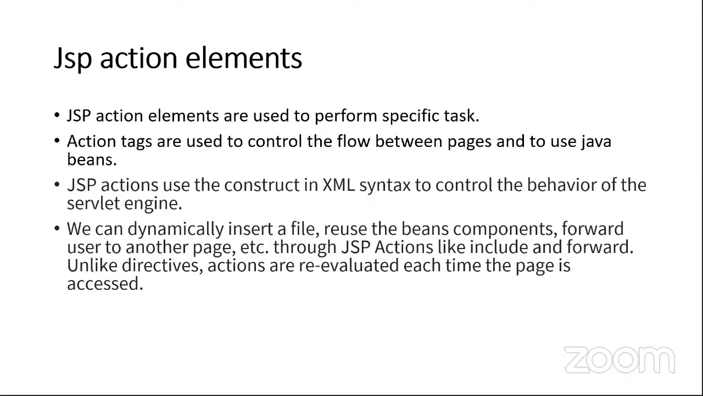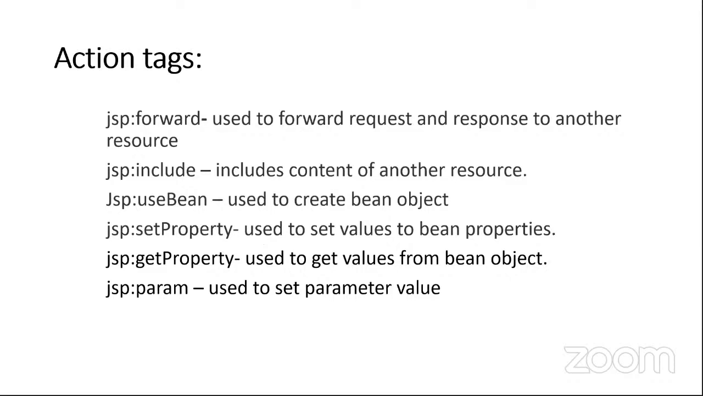Okay, so let's see what are all the action tags we have. The main important action elements or action tags are JSP forward. So basically it's used for forwarding a request or a response to another resource, any kind of resource. We can use this forward tag. And we have include. The include tag is used for including content of another page. Actually we have to call it another resource, but I have given it here as a page.